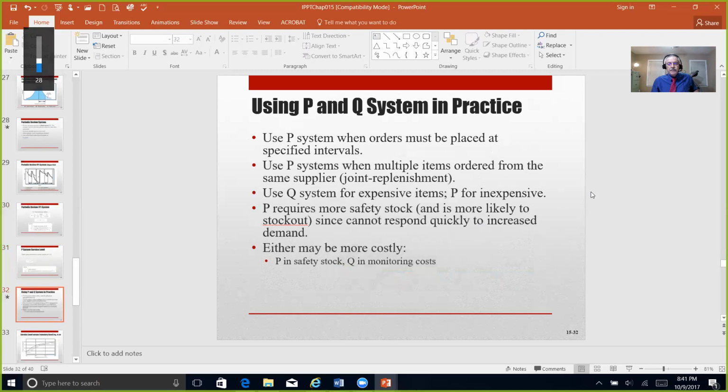So it's really about the P system, where orders must be placed at specific intervals, while the Q system is based on demand, because those items are typically expensive, where the P system items are typically inexpensive. The P system may require more safety stock than the Q, where P is really monitoring safety stock, and Q is monitoring the expensive items. Both of them have a cost. And you see that discussion in the center of page 389.